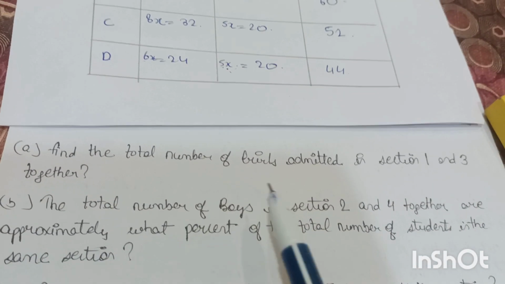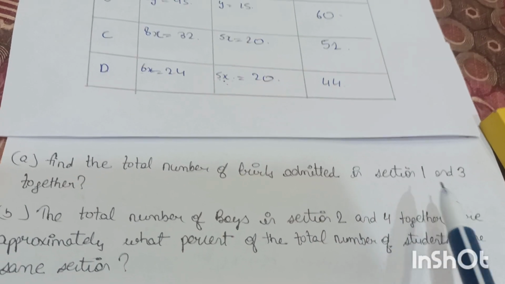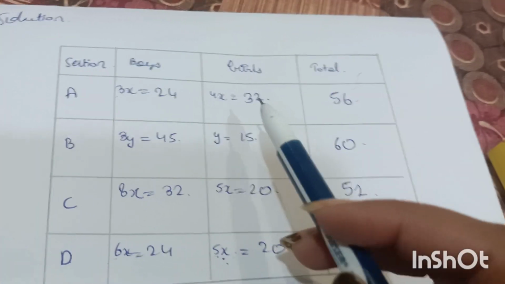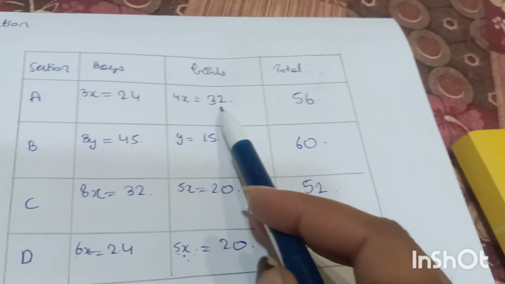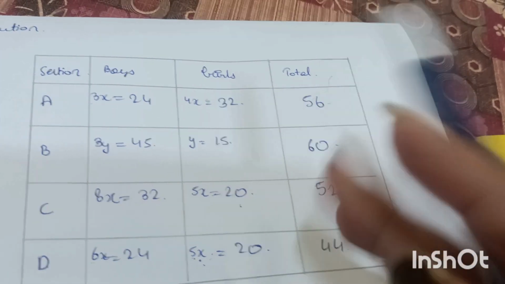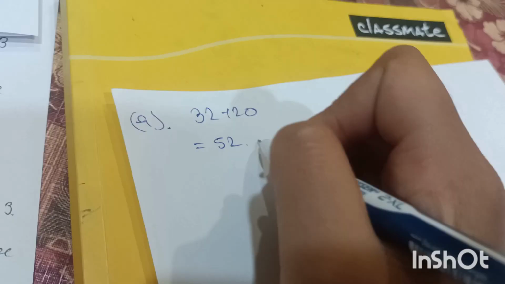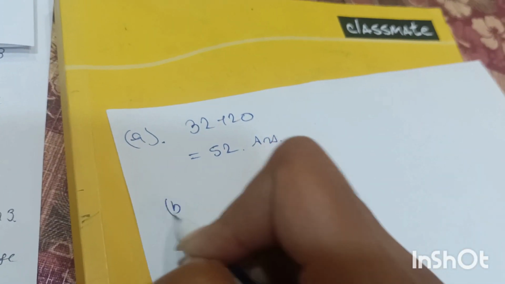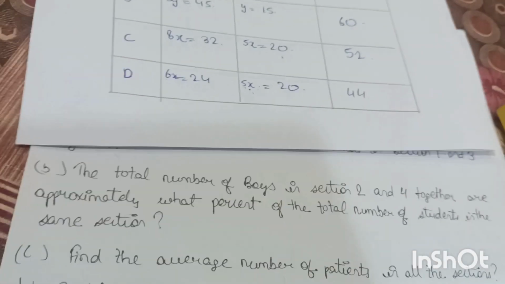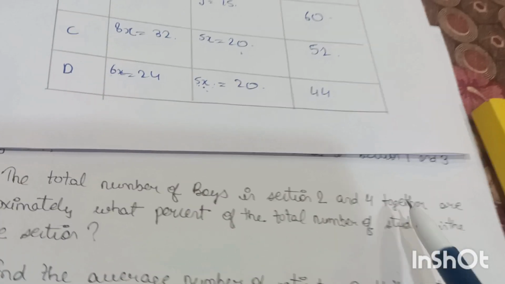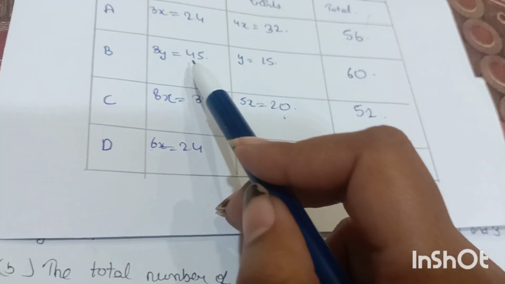So the total girls admitted in sections 1 and 3. Total girls in section 1 is 32, and in section 3 it is 20. If you add it, you'll get 32 plus 20 equals 52. Now for this, the total number of boys in sections 2 and 4 together. Boys in 2 and 4.